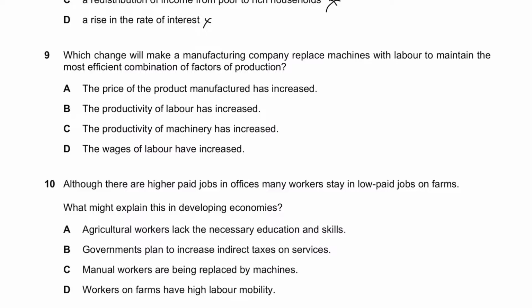Question number 9 says, which change will make a manufacturing company replace machines with labor to maintain the most efficient combination of factors of production? So replacing machines with labor is substituting machines for labor, right? Obviously this will only happen if labor is becoming cheaper than machines, or the wage cost is falling relative to the capital cost. Or it also happens because of the productivity.